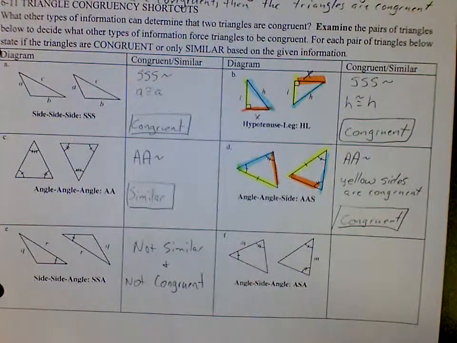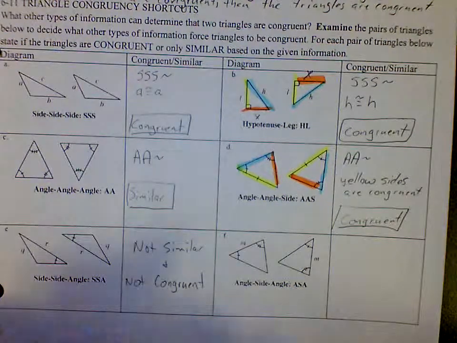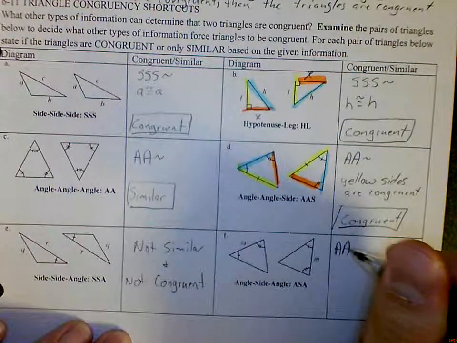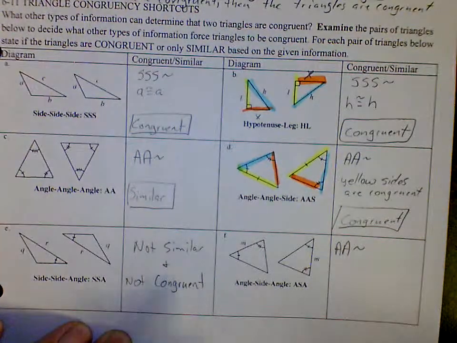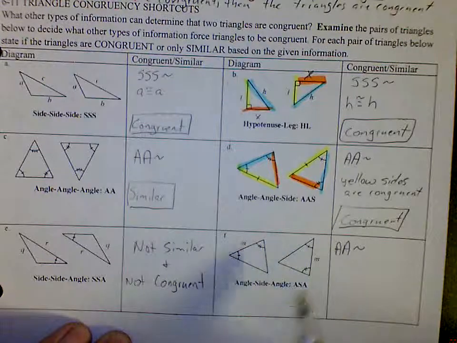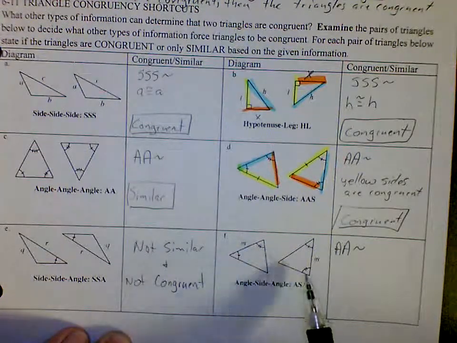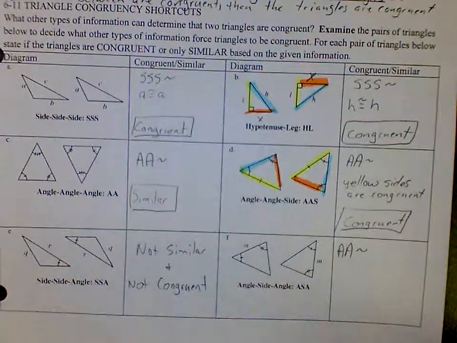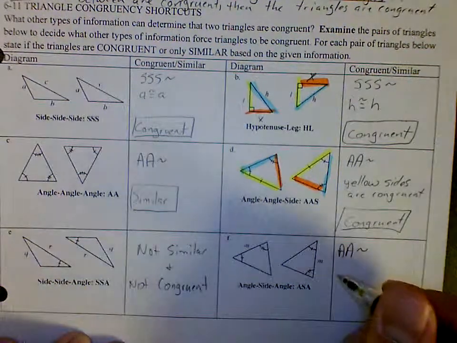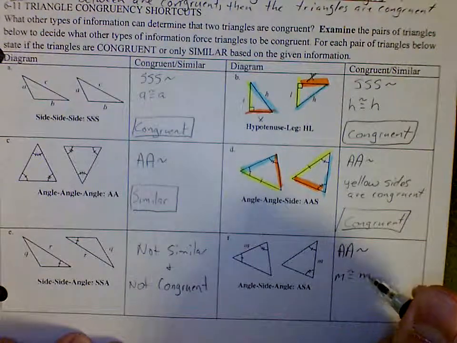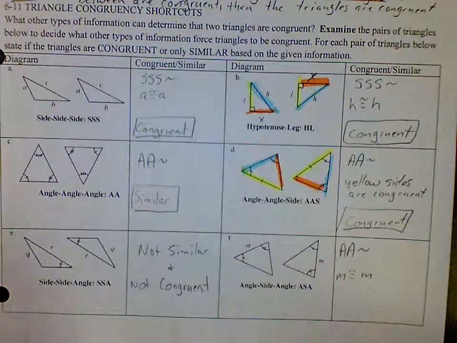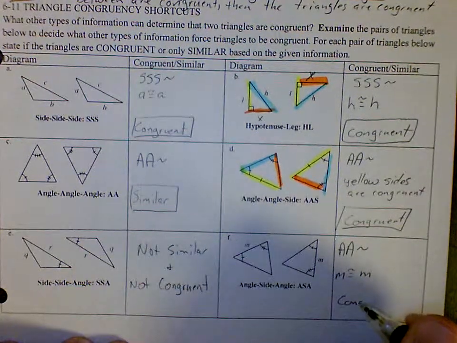And last one, we've got angle, side, angle. All right, so first thing, how can I prove that these two triangles are similar? Perfect, so angle, angle similarity. Hopefully you got that right. Since I have this angle and that angle congruent, as well as these two angles congruent. And the last thing is, do I have at least one side equal? Yes, I do. I've got M is congruent to M. So therefore, we've got two triangles that are congruent.